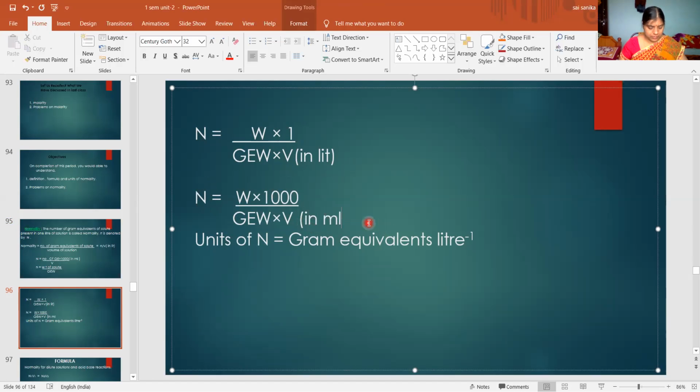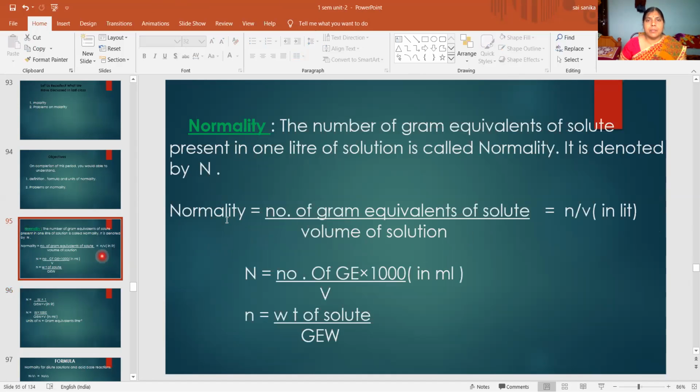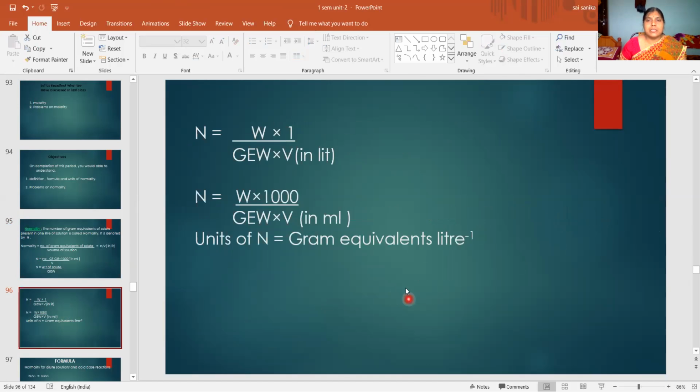Okay, volume in ml. So this is the formula. Then what are the units for N? Gram equivalents per liter. So what is the formula here? Number of gram equivalents present in 1 liter of solution. So the units for normality is gram equivalents per liter.